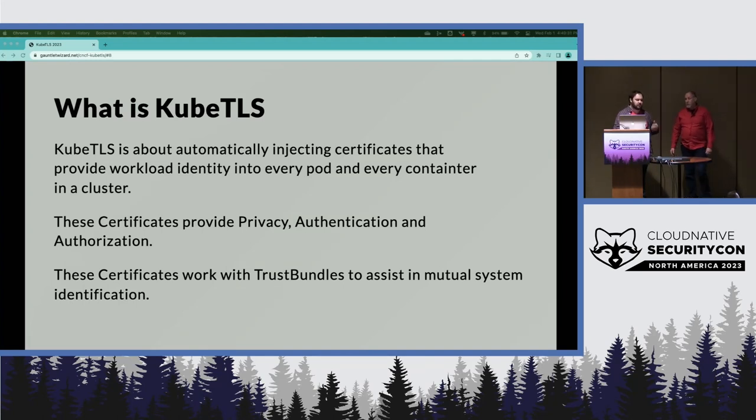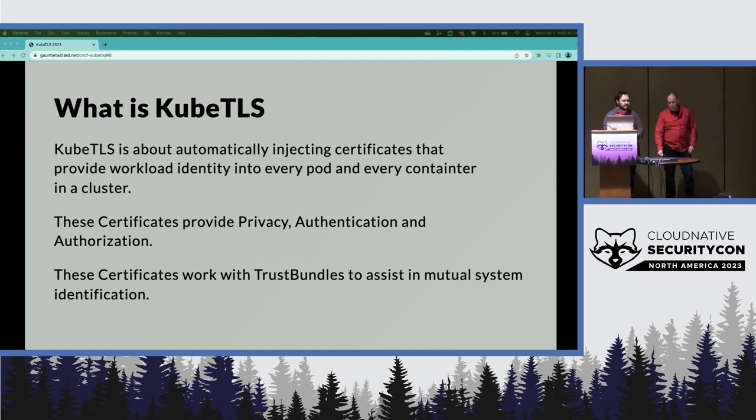Kubectls automatically injects certificates that provide workload identity onto every pod and every container in the cluster. They provide privacy by TLS encryption. They provide authentication by TLS mutual authentication. And authorization comes very quickly from that, simply because once you have those per pod, per service account identities, authorization becomes a very quick layer.